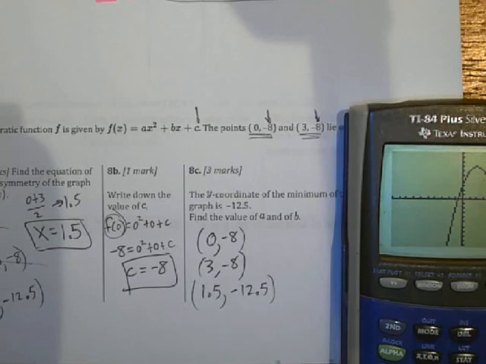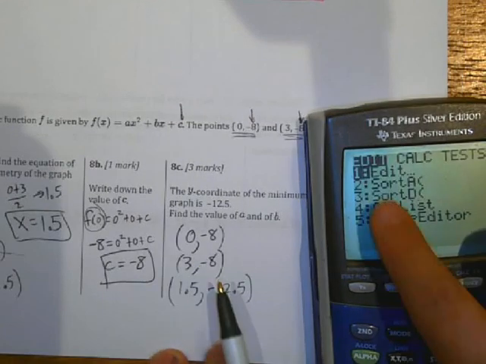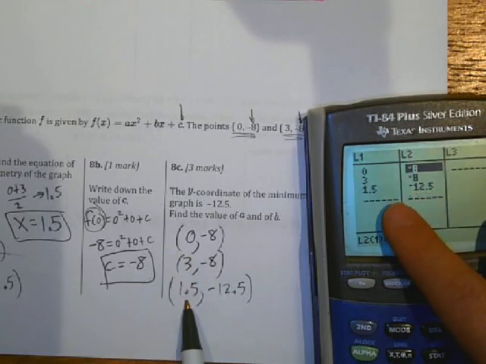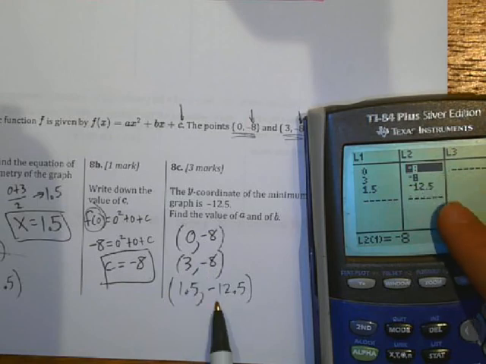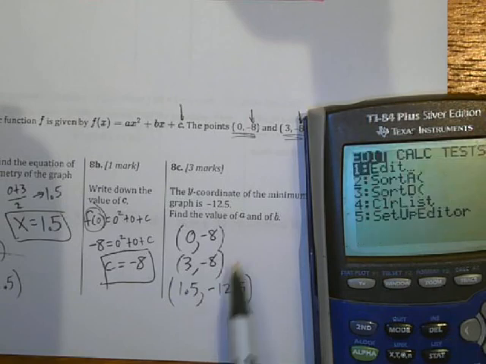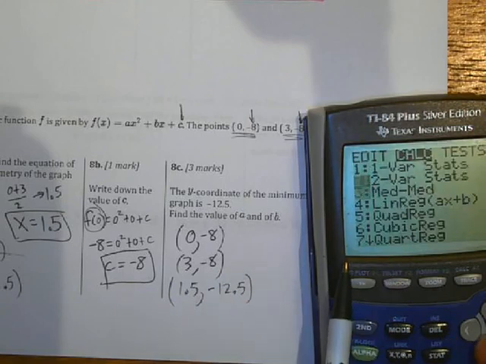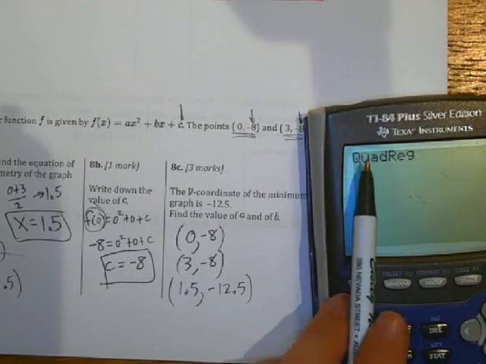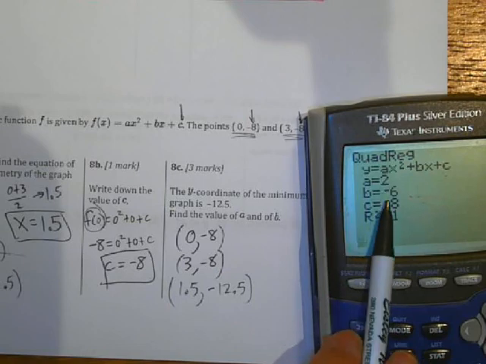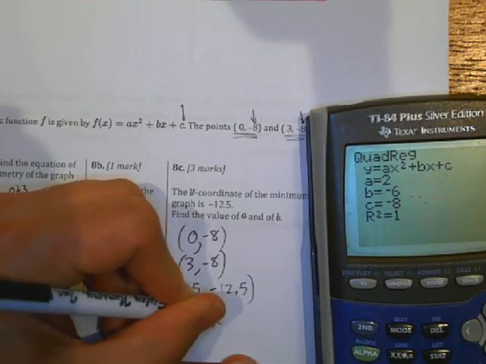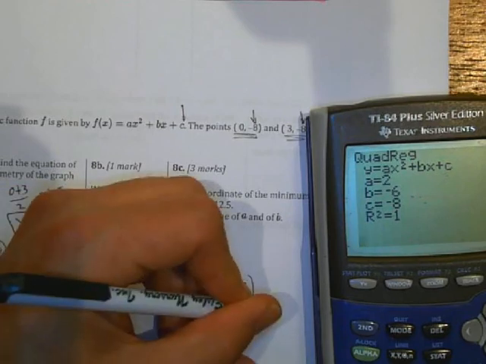we can hit Stat, and where it says Edit, we hit Enter, and then we enter our points. So 0, 3, 1.5, -8, -8, -12.5. Okay, so I've entered all these things in, so then I hit Stat again, arrow over to Calc, and go down to quadratic regression. I hit Enter, and then you hit Enter, and then you get your A value, your B value, and your C value. So y is equal to 2x squared minus 6x minus 8.